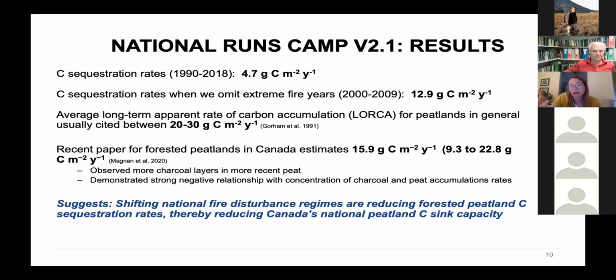Given some of these results and this new paper, I'm seeing that this is suggesting that the shift in national fire disturbance regimes is reducing forested peatland carbon sequestration, and thereby potentially reducing Canada's national peatland carbon sink capacity.